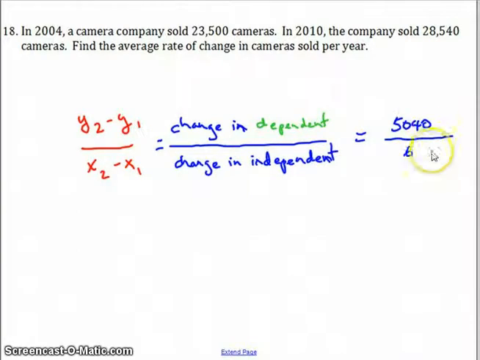Now it's just divide one by the other. 5,040 divided by 6 is 840, and the answer to the question, find the average rate of change in cameras sold, it's 840. I'm sorry, say it again, 840 cameras per year. And that's it. That's the last question that was on the quiz.